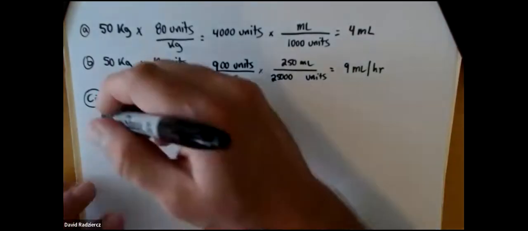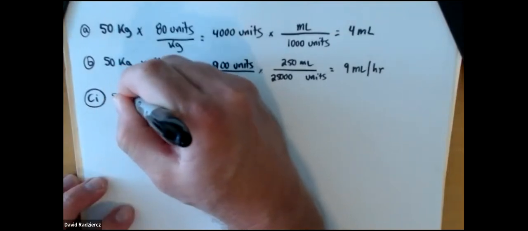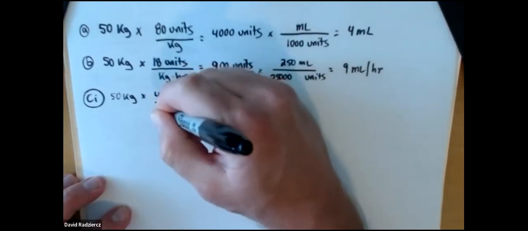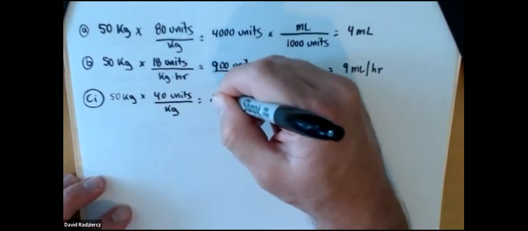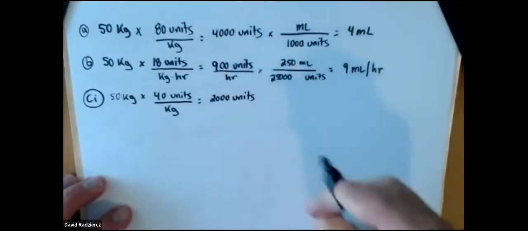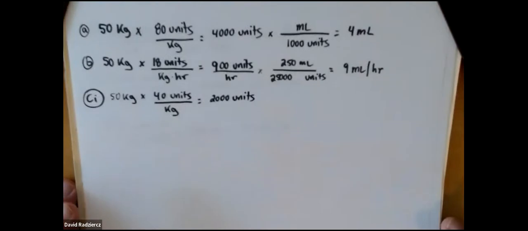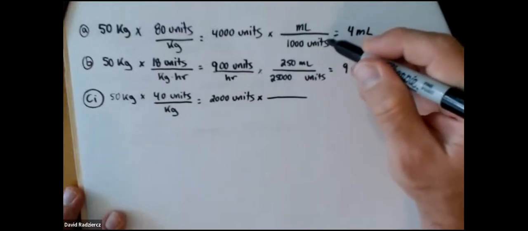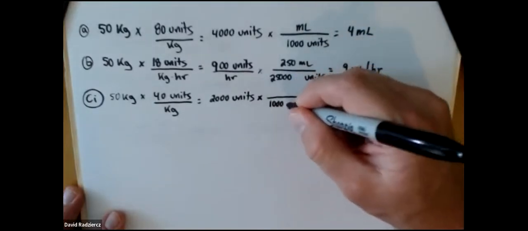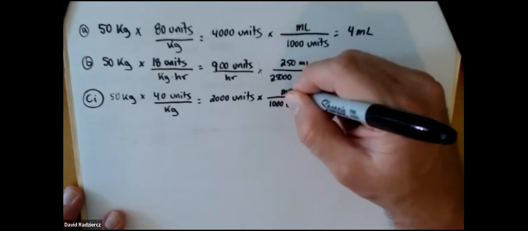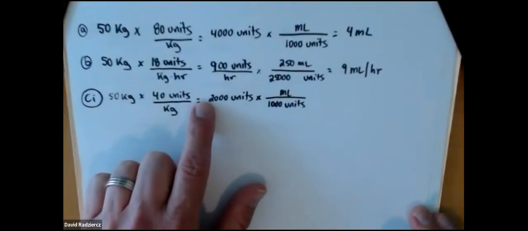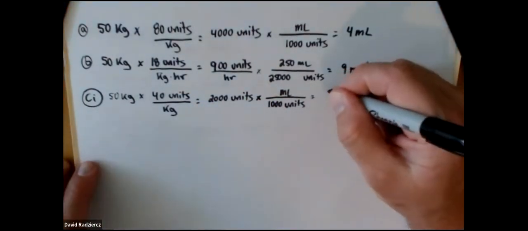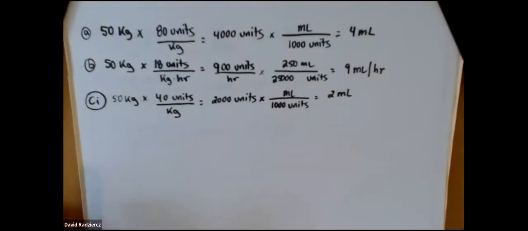All right. So same patient, same weight. This time we're going to rebolus with 40 units per kilogram, which will give me 2,000 units to administer. I don't want to administer units, I need to administer milliliters. So I'm going to account for the bolus dosage strength, which tells me there are 1,000 units per milliliter. Again, you can just do the 2,000 units over the 1,000 units times 1 milliliter. We're going to get the same answer of 2 milliliters.